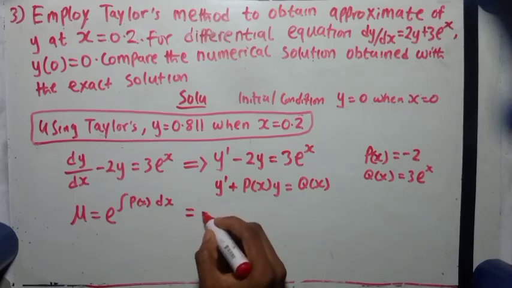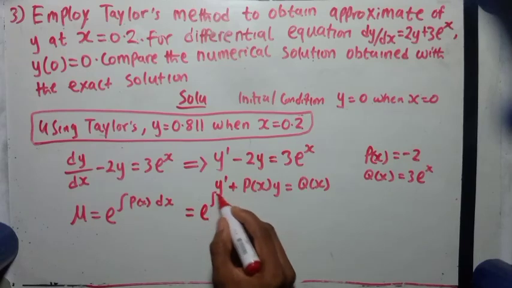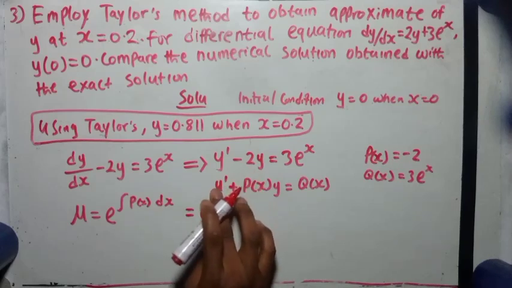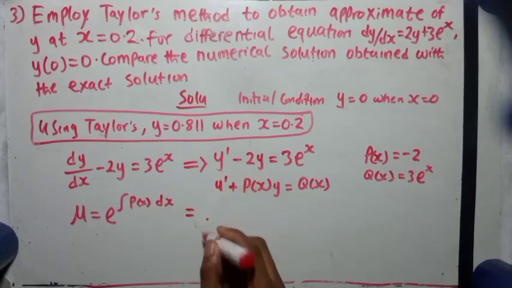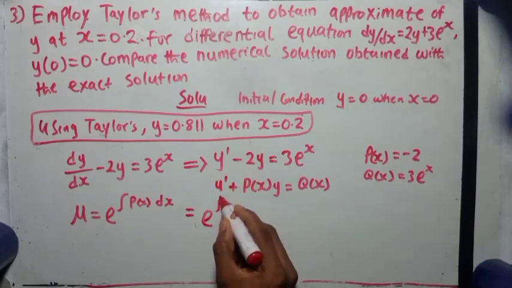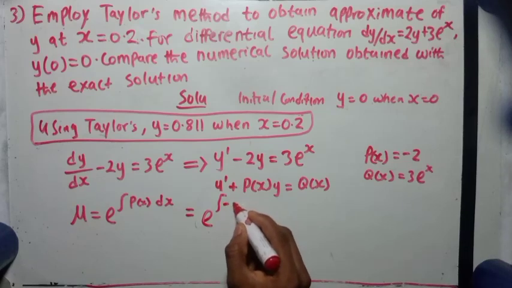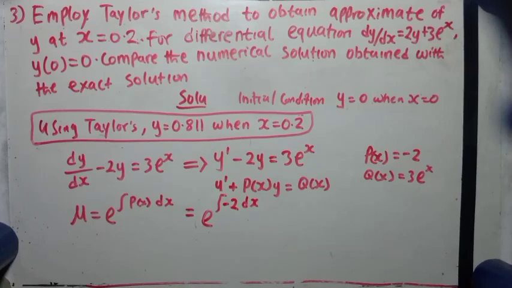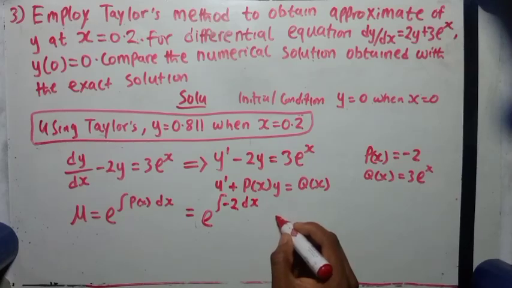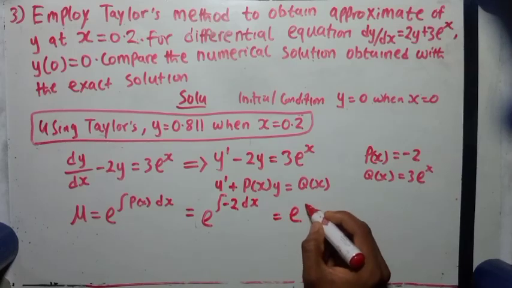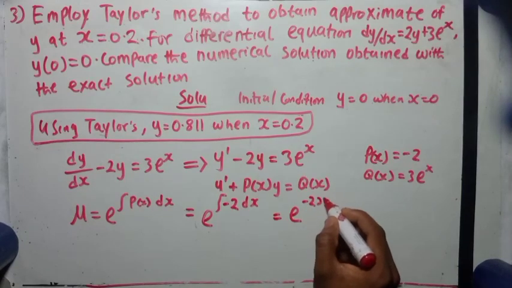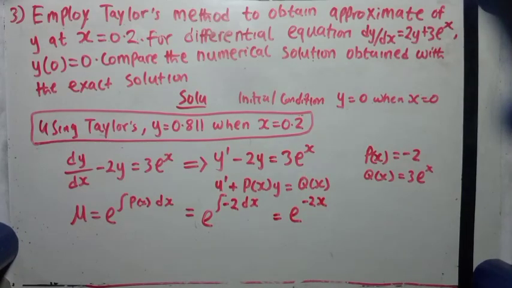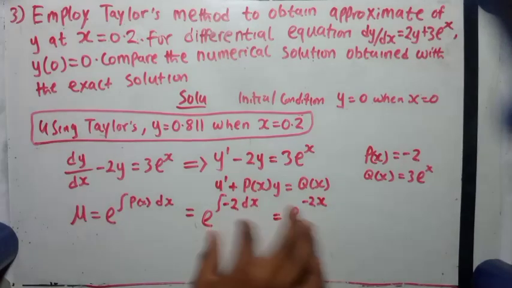So we'll be having the exponential of minus 2 dx. And whenever we integrate a constant, we know that we're going to be having minus 2 what? x. So integrating a constant means you are introducing x into it. So that's what we just did, and this and this is all.